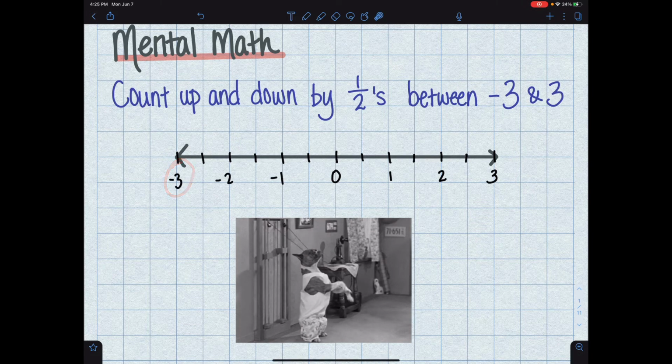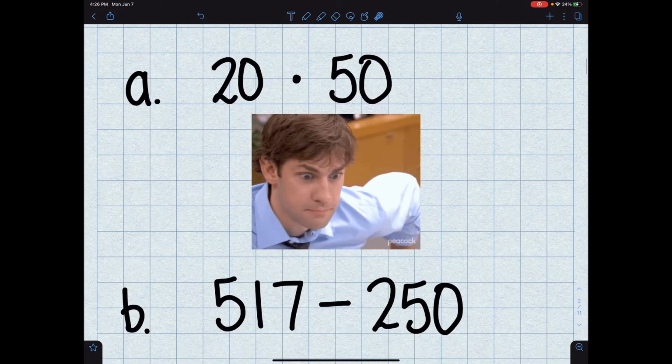-3, -2 and 1/2, -2, -1 and 1/2, -1, -1/2, 0, 1/2, 1, 1 and 1/2, 2, 2 and 1/2, 3. Now let's go down. 2 and 1/2, 2, 1 and 1/2, 1, 1/2, 0, -1/2, -1, -1 and 1/2, -2, -2 and 1/2, -3. Sweet, we did it.